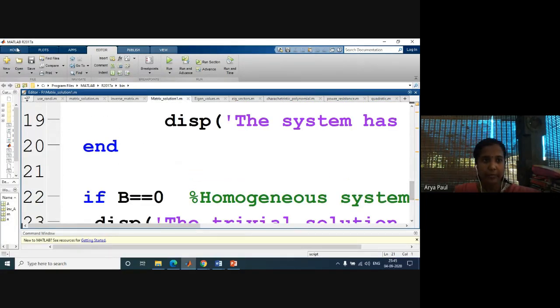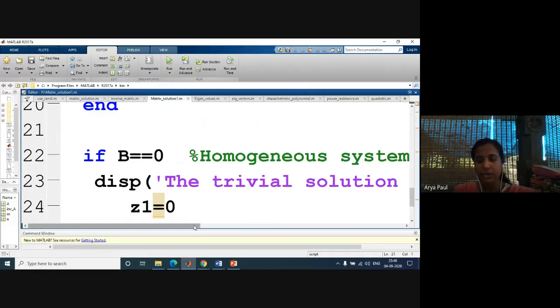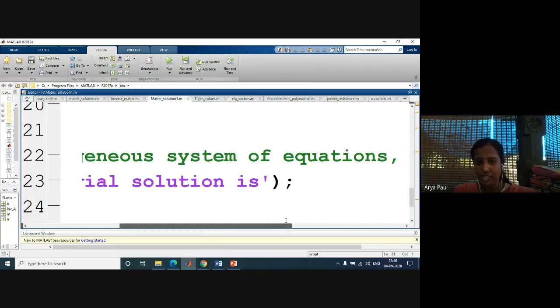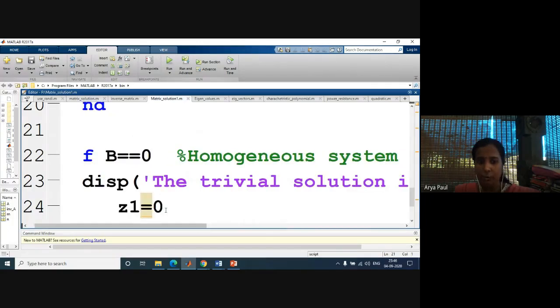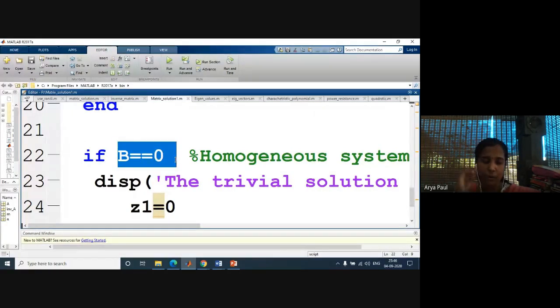Now, one more condition you need to check. You just need to display whether it is a homogeneous system. If it is a homogeneous system, I need to check whether B equals 0 or not. If it is a homogeneous system, Ax is equal to O, so a null solution will always be there, isn't it? So I can check whether B equals 0.